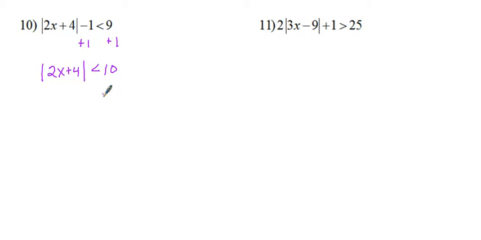Now we can make our decision. We have a less than, so that's an and. So to break this out of absolute value jail, we say 2x plus 4 is less than 10 and greater than negative 10.